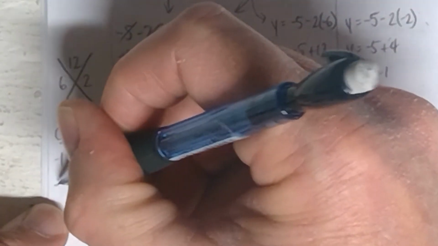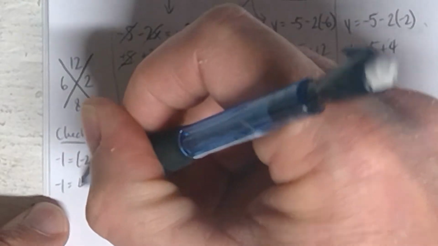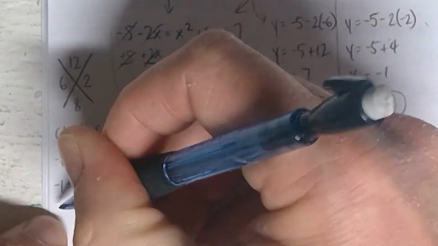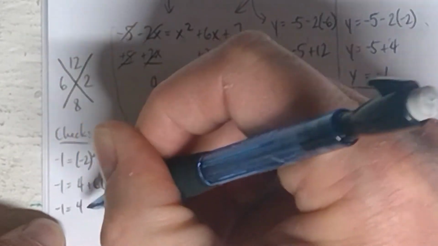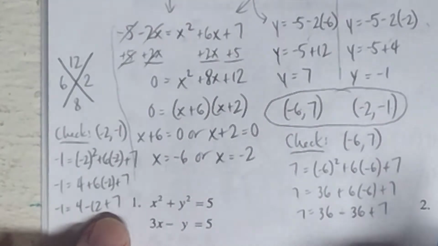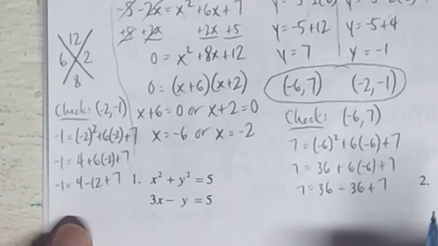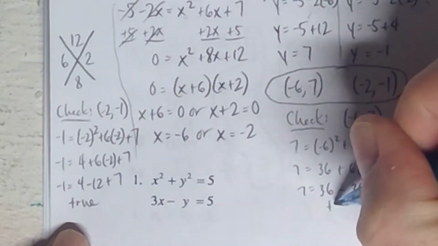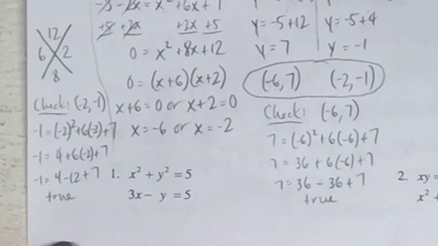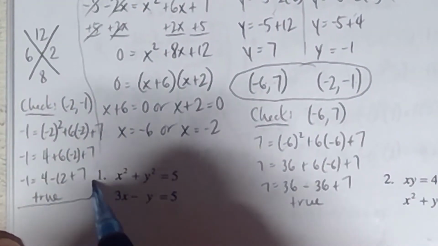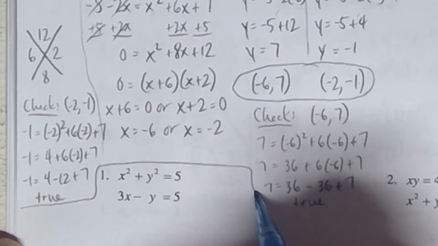Okay, and so that gives me what? That gives me exponents first, then multiplication. And is it true that 4 minus 12 plus 7, is that equal to -1? Yes, it is. Okay, it is. Just like this one was true. So it's very rare that you get a false answer, but it could happen. All right, and so that's why we check it.